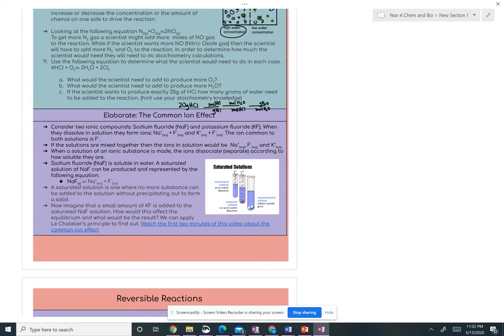So on some of these common ion effects, what we're talking about is basically dissolving salts, and talking about how far a reaction is able to go when they're dissolved.